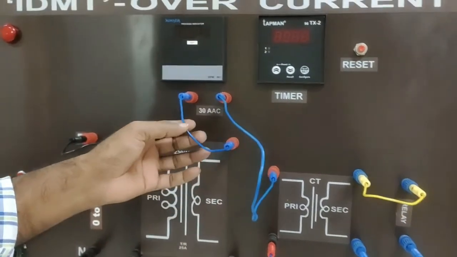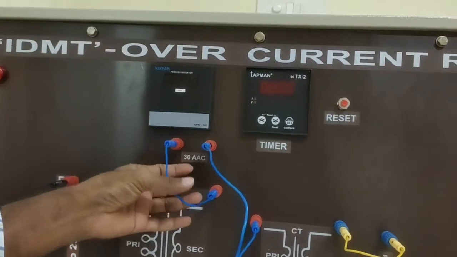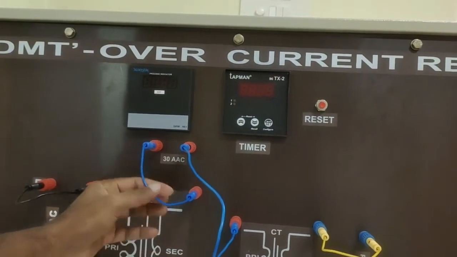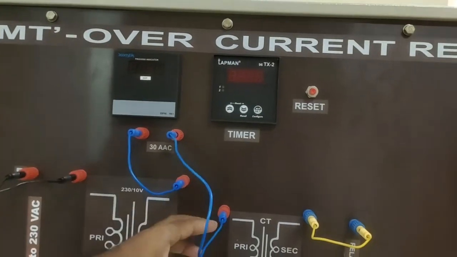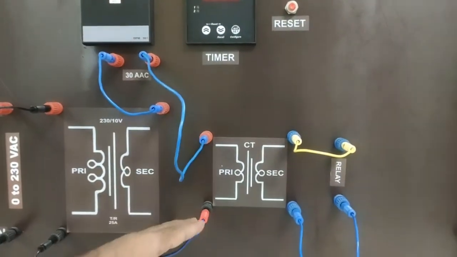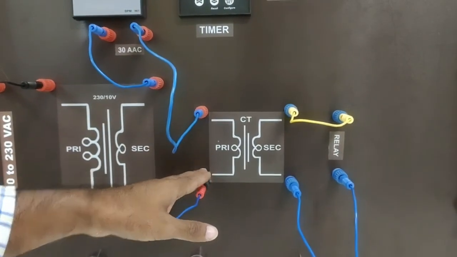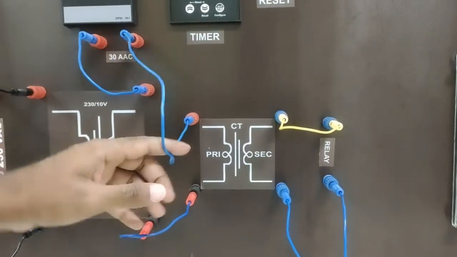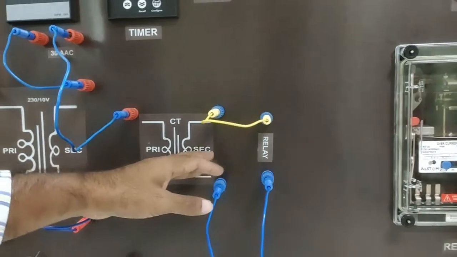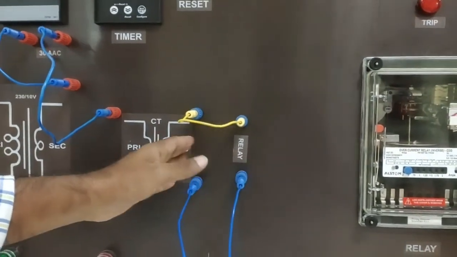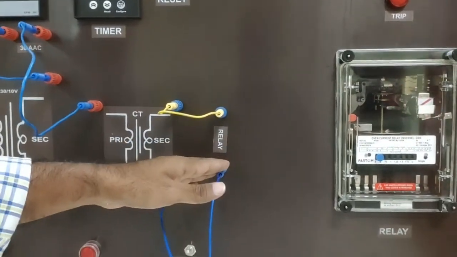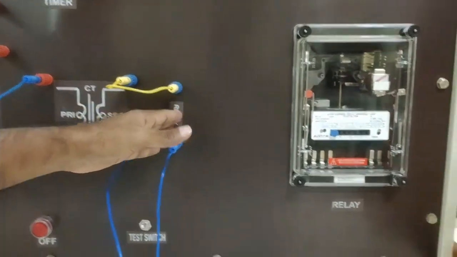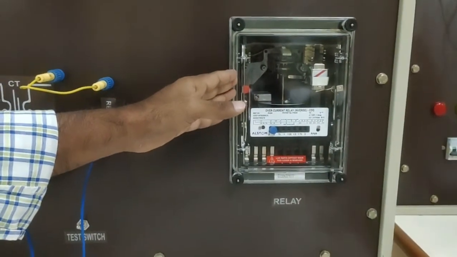The secondary side is connected through an ammeter. This point is connected to the ammeter, and another point is connected to the primary of the CT, and the other point of the CT is connected to the secondary. Okay, this is connected in series, and then the secondary of the CT is connected to the relay in parallel. Okay, the secondary of the CT is connected to the relay only.